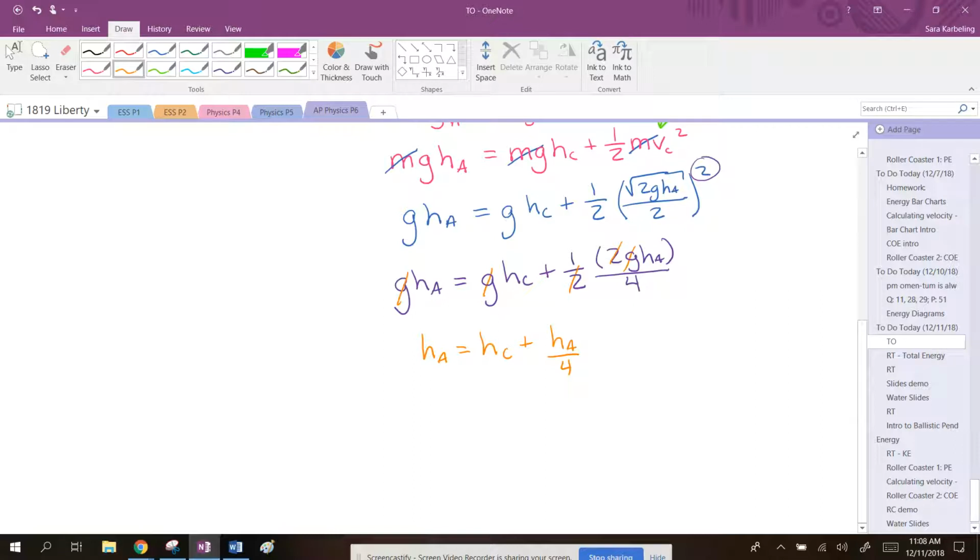Now it's looking nice and clean. We can put all of those HAs on one side and leave the HC on the other side. So I've got HA minus HA over 4 is equal to HC. 4/4 minus 1/4 gives me 3/4. So 3/4 of HA is going to be the height at C.